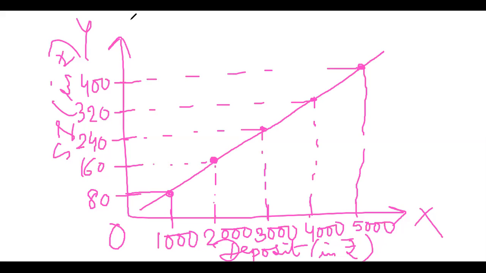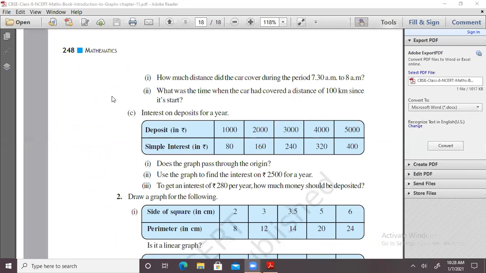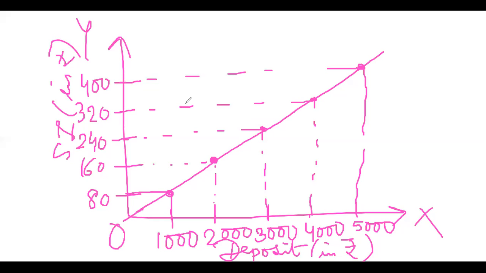Right? After that, you have to give the answer to the questions. And first one is given here. Does the graph pass through the origin? So let's check it first of all. इसको check करते हैं. This is the origin. Yes, it passes through the origin. Okay. Second part.